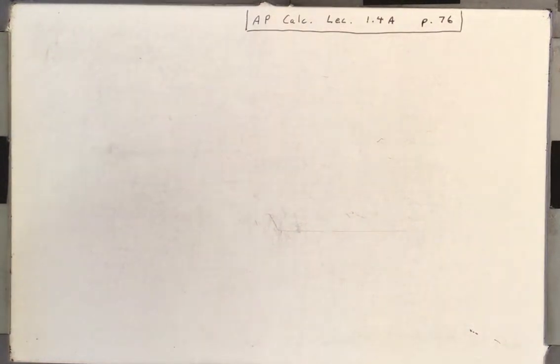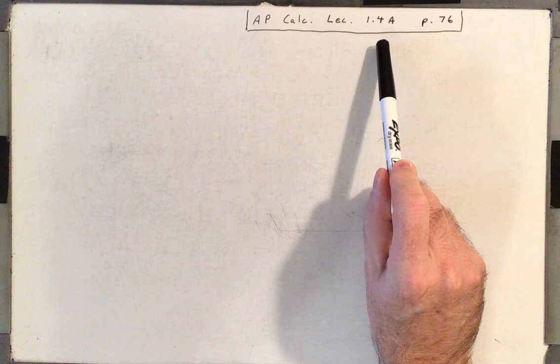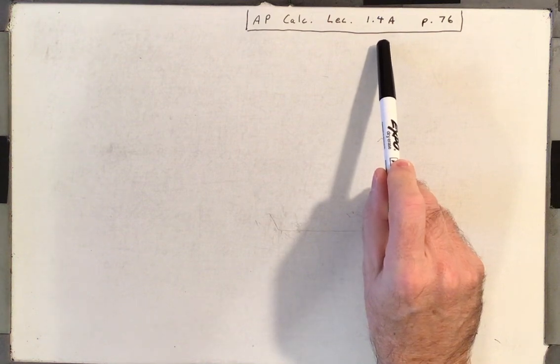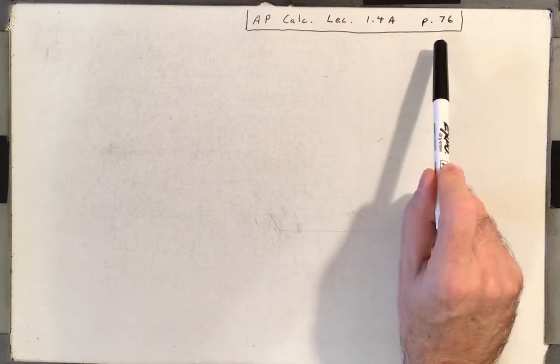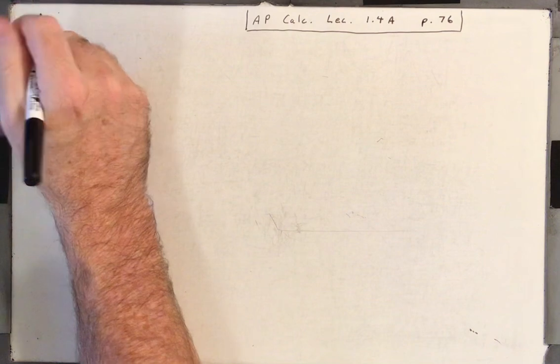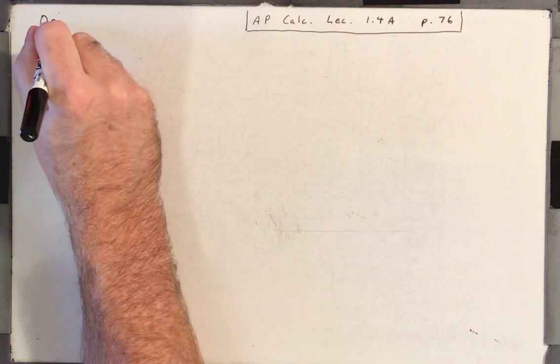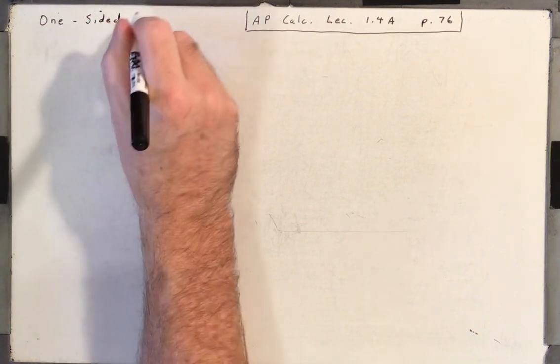Welcome to AP Calculus Lecture 1.4a. The way the numbers work is we're in section 4 of chapter 1, and this is the first lecture from that section. We're going to be working problems from page 76, so get your book out and turn to 76. This lecture is called One-Sided Limits.